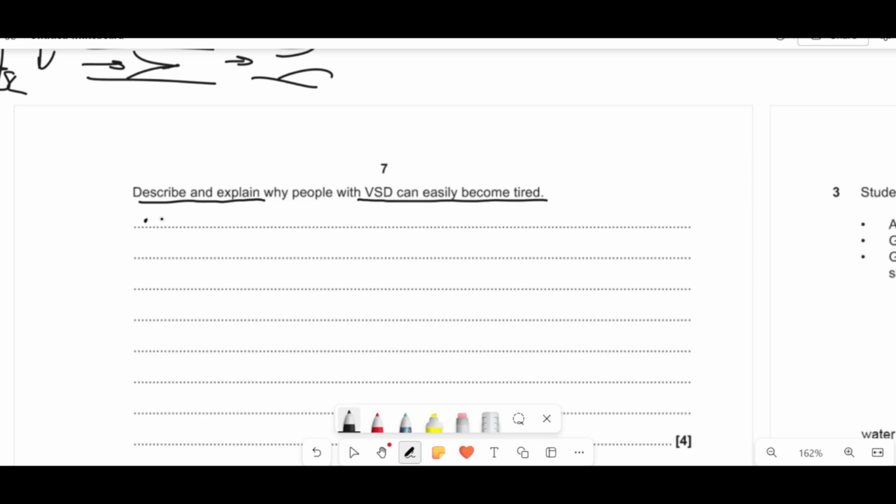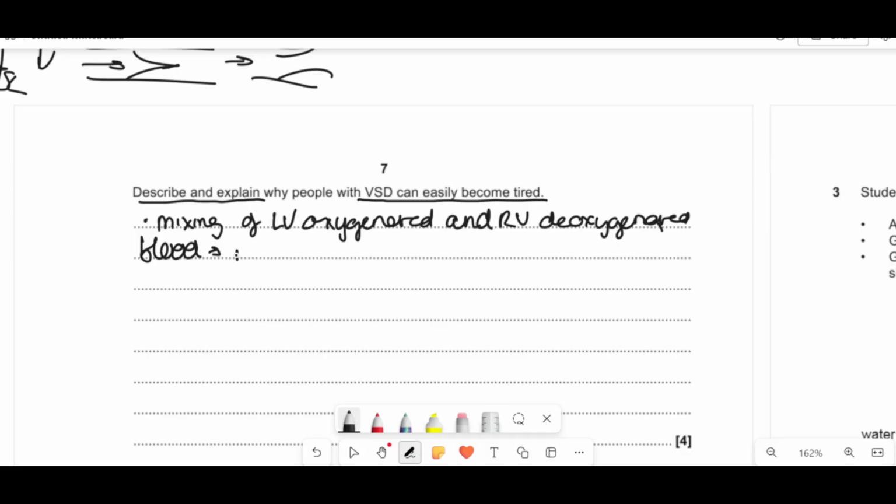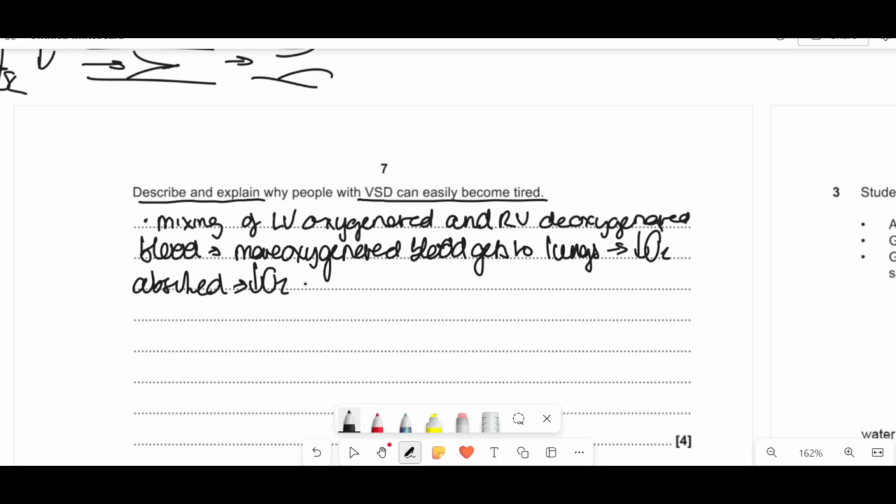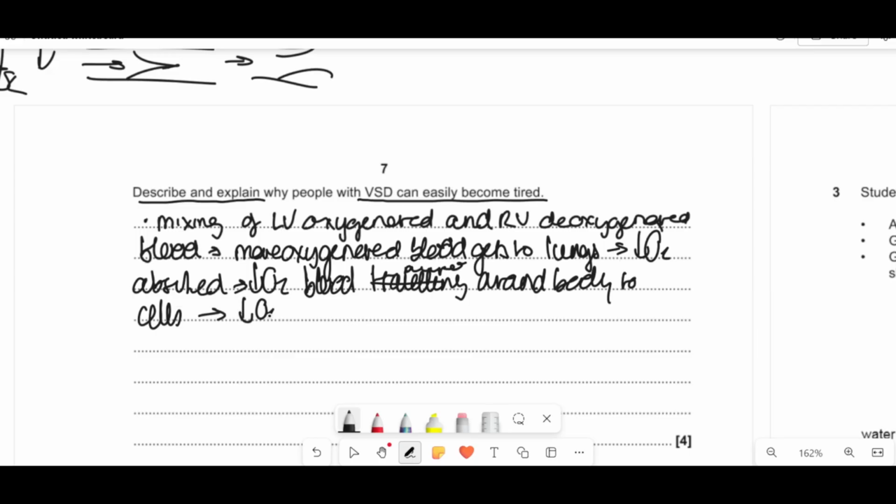So here, what happens is that you get mixing of left ventricular oxygenated and right ventricular deoxygenated blood. As a result, more oxygenated blood gets to the lungs, and less O2 is absorbed. So then there's less oxygenated blood, I should say pumped really, that's a better word, traveling around the body to cells. Therefore, there's less O2 available for aerobic respiration. So then there's less ATP and less energy.